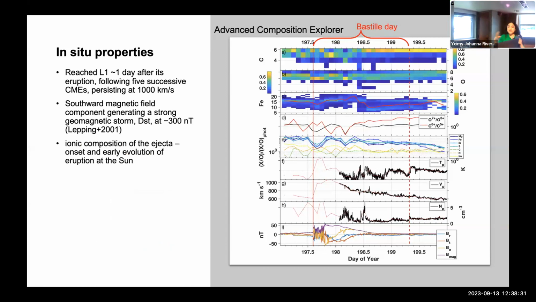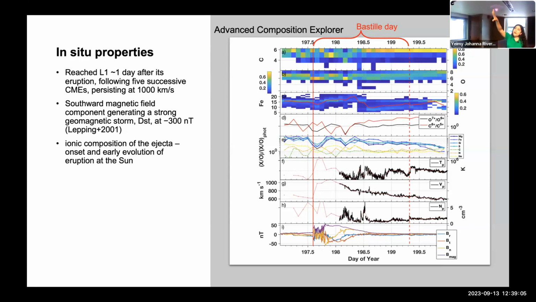As I mentioned, it moved very quickly out of the corona, Earth directed, and was traveling so fast that it was able to reach L1 roughly a day after 5 successive CMEs. So we see 5 successive CMEs, and then the Bastille Day CME measured right after that. At peak solar maximum, it was still traveling about 1,000 kilometers per second. The plot I'm showing here is a stack plot of all of the observables from Bastille Day at L1, measured by the Advanced Composition Explorer.